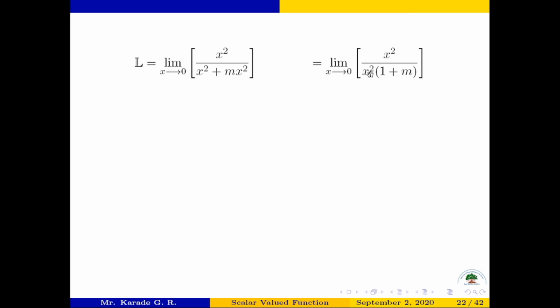The x square will get cancelled, and it is equal to the limit as x tends to 0 of 1 upon 1 plus m. But m is constant, as we have seen in the equation of the path. That is why the limit of 1 upon 1 plus m is 1 upon 1 plus m.